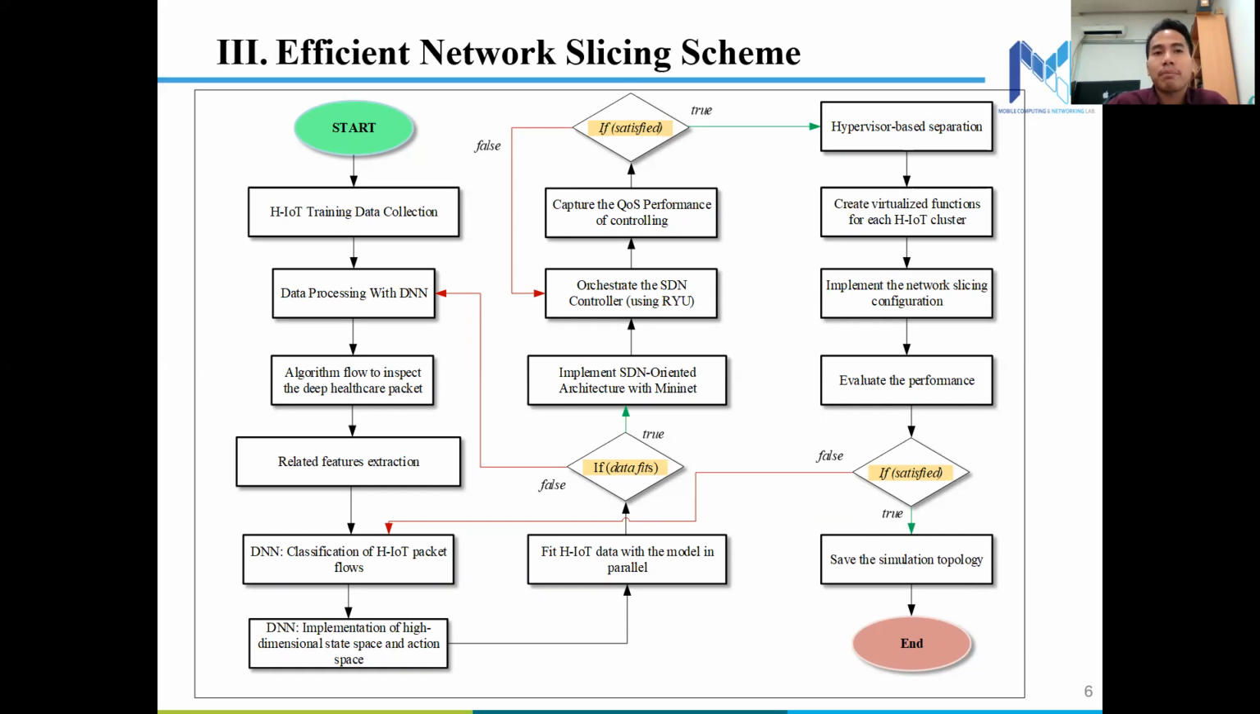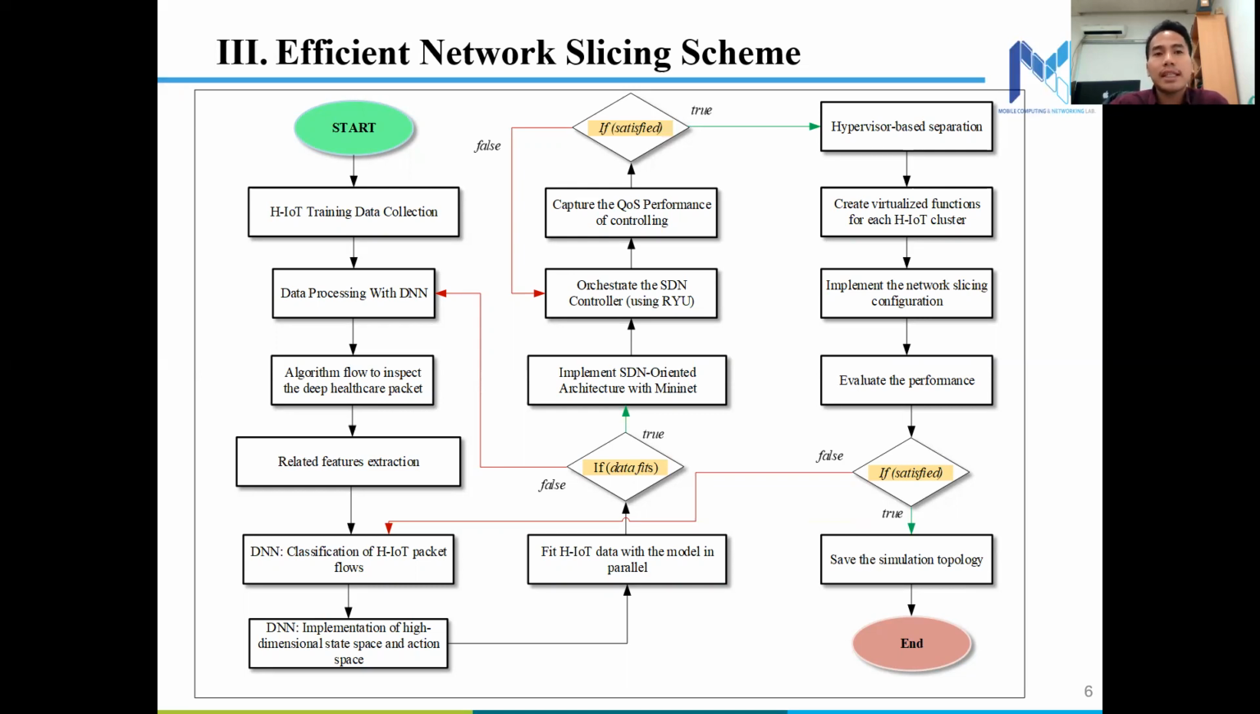the solver algorithm. In the next stage, the implementation of high-dimensional state space and action space is proposed in order to improve the model for handling the variety of multi-dimensional features from our dataset. After the model training is complete, the general communication flow is processed for testing the fitness of the model parallelism. If the data does not fit, the data processing with deep neural network is executed again.